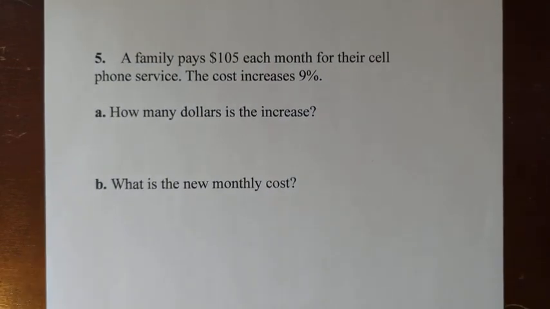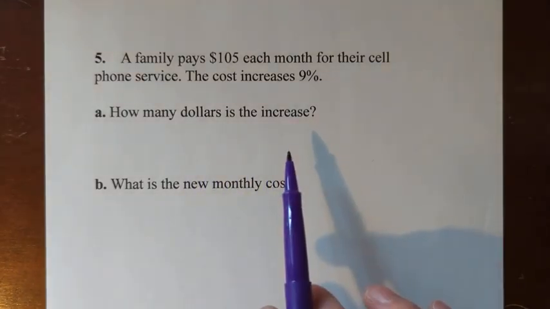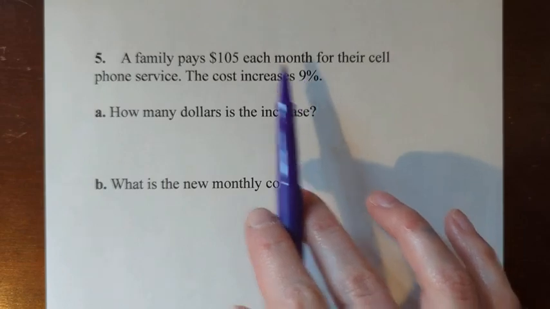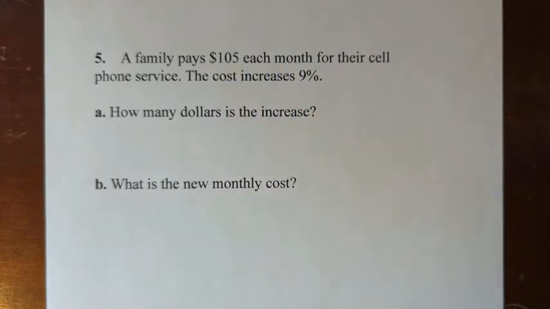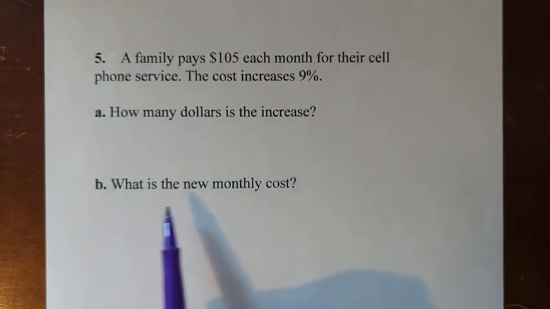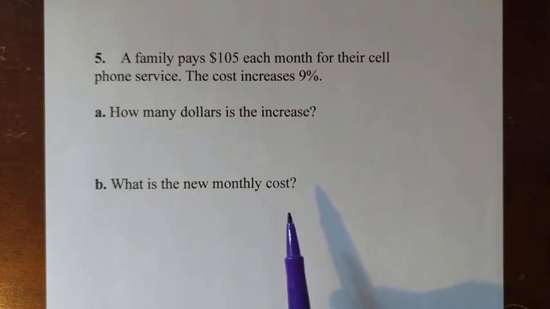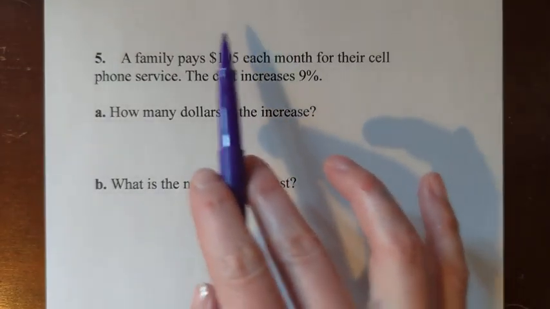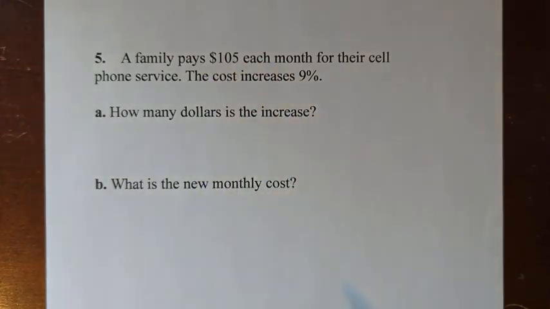This last one here, I'm going to read to you guys, have you solve it, and then we'll see if we get the same thing. A family pays $105 each month for their cell phone service. The cost increased 9%. How many dollars is the increase? So I need to know what is 9% of 105. That'll tell me my increase. What is the new monthly cost? Now I have to take my increase and add it to my current cost. You got this. Pause it. Let's see if you do it.